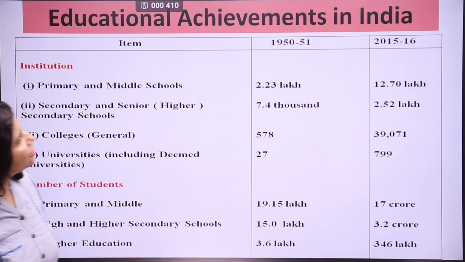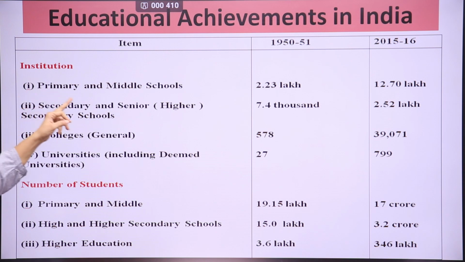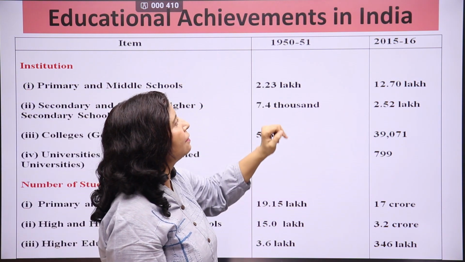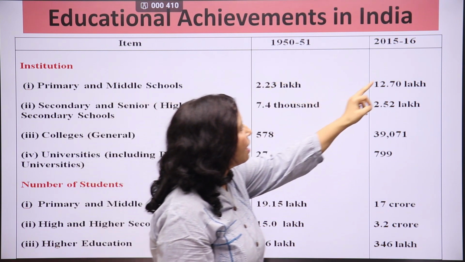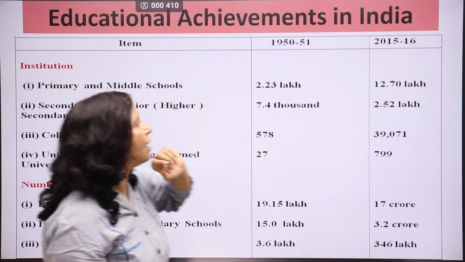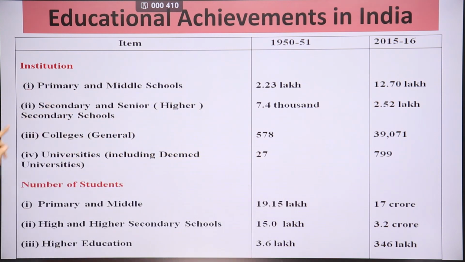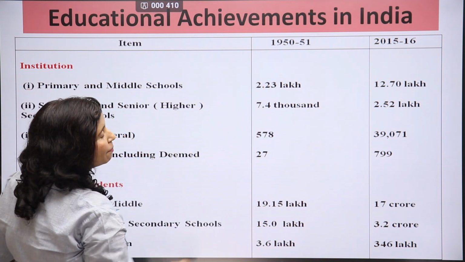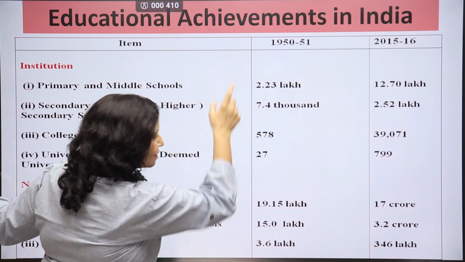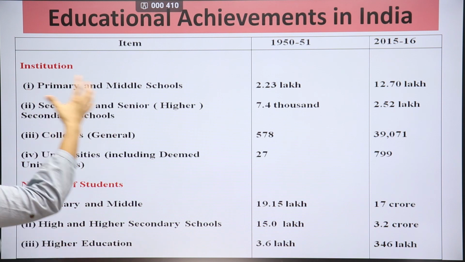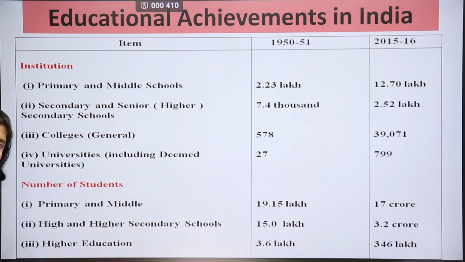Then educational achievements in India, institutions: primary and middle schools. In 1950-51 we had only 2.23 lakh institutions, but now in 2015-16 we had 12.70 lakh primary and middle schools. In secondary schools we had 7.4 thousand in 1950-51, but now we have 2.52 lakh. In a similar manner, the number of universities, number of colleges, and number of students in all these institutions have increased, and you can refer to this table.